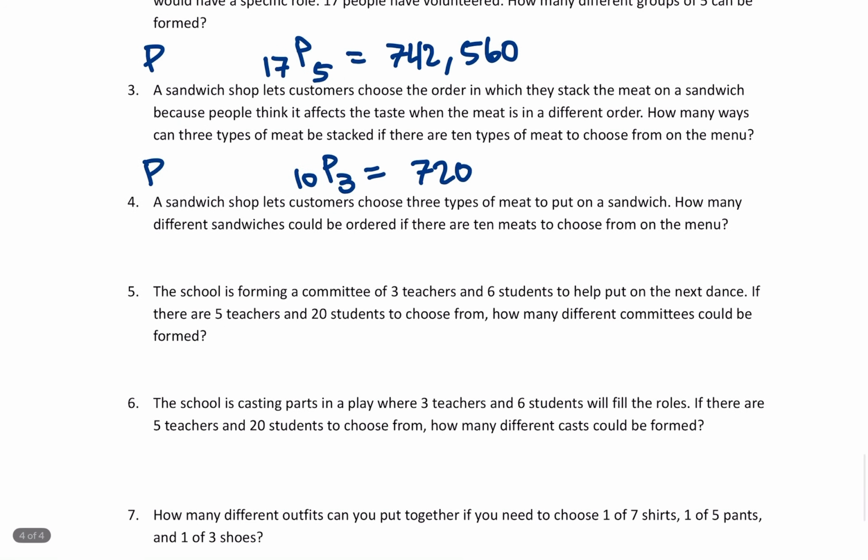Okay, looking at number 4, a sandwich shop lets customers choose 3 types of meat to put on a sandwich. How many different sandwiches could be ordered if there are 10 meats to choose from on the menu? Well, this is basically the same question, but now they're not letting people choose the order in which they stack their sandwich. So this one is a combination, and it's set up the exact same way. We still have 10 meats, but we're choosing 3 for a sandwich. If we put it in like that, we get 120 as our answer. There's less because we're accounting for the fact that whatever way they put the meat on, it's the same sandwich.